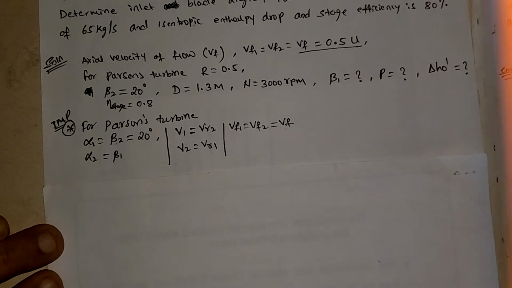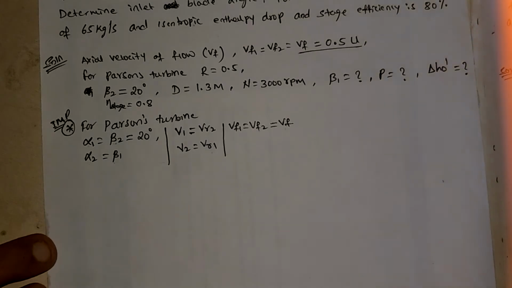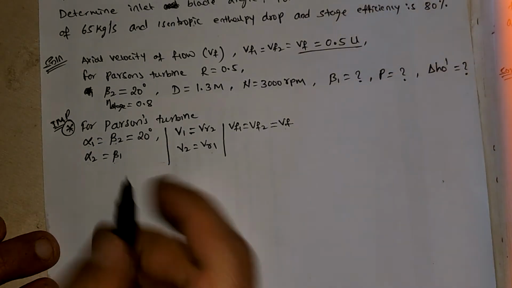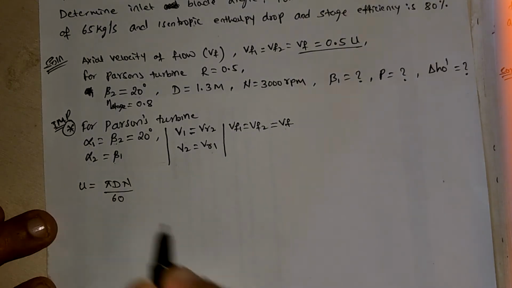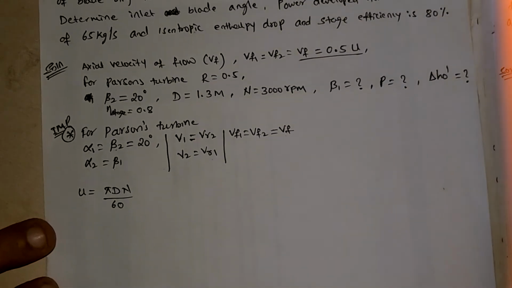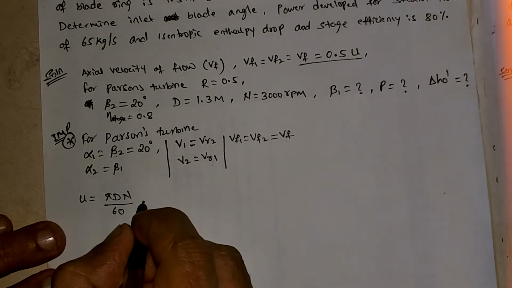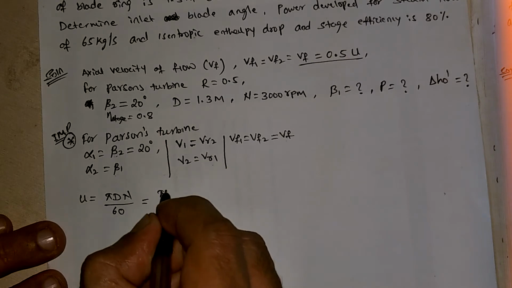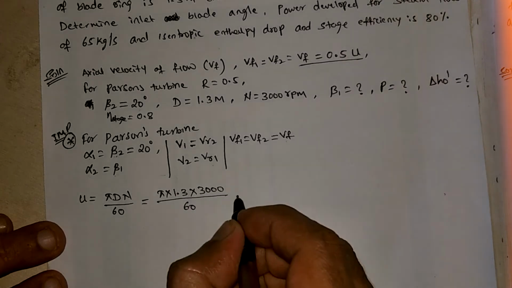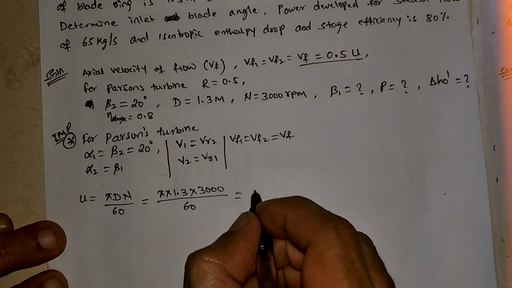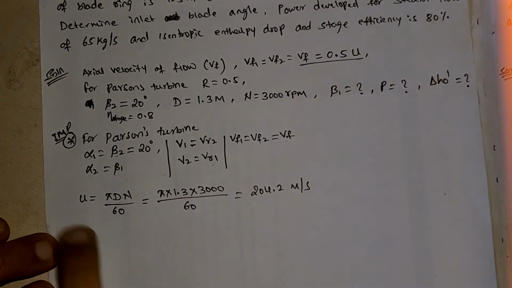So first, the first equation is u is equal to pi dn by 60. This is the tangential velocity, the blade speed, u is equal to pi dn by 60. Just substitute the values here. So pi into 1.3 into 3000 divided by 60. If you do the calculation, you will get 204.2 meters per second, right? So this is the value of u.